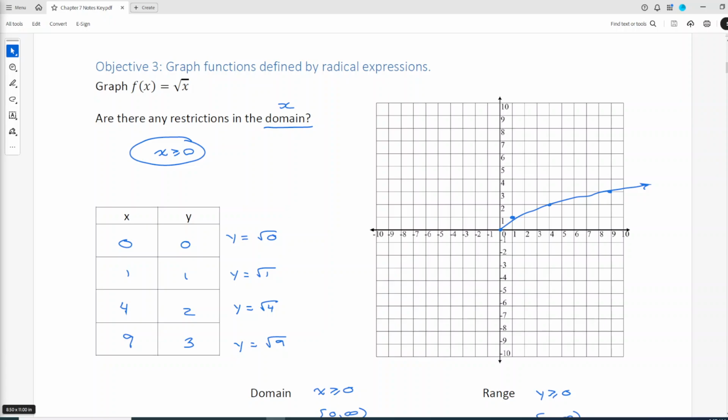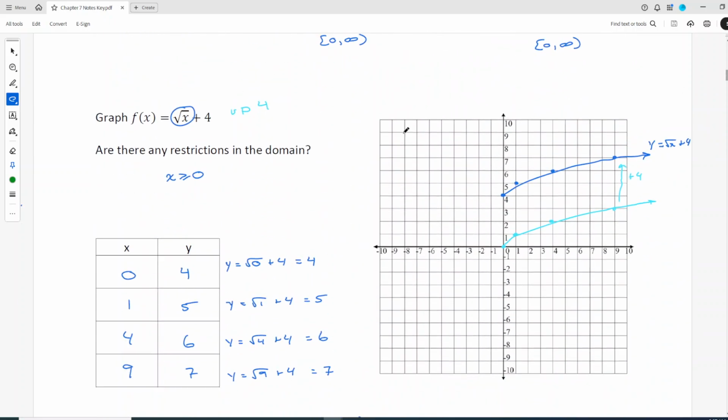All right, so hopefully you're feeling confident with graphing these square root functions where you've got y equals the square root of x, right? Where the restriction in the domain was x is greater than or equal to 0. And then we did y equals the square root of x plus 4, where the restriction on the domain was still that x has to be greater than or equal to 0. Because remember, you can't take the square root of a negative number.